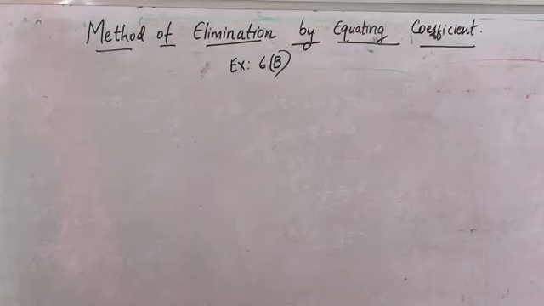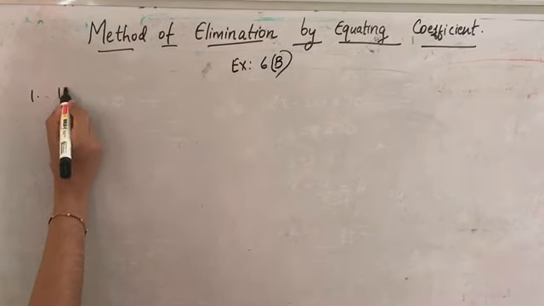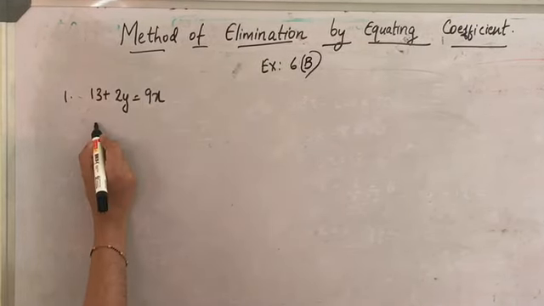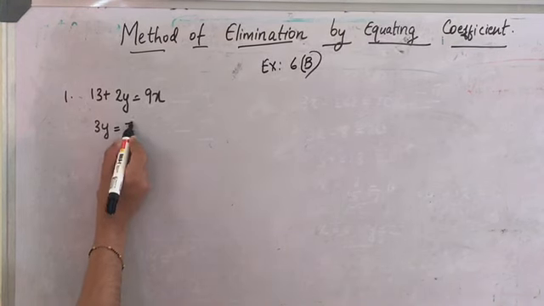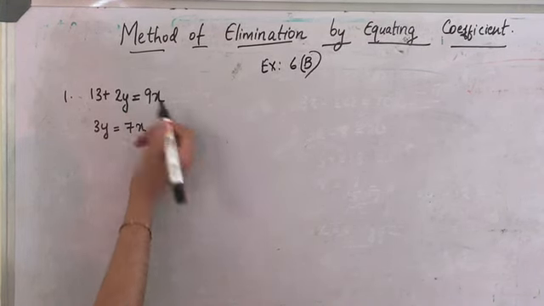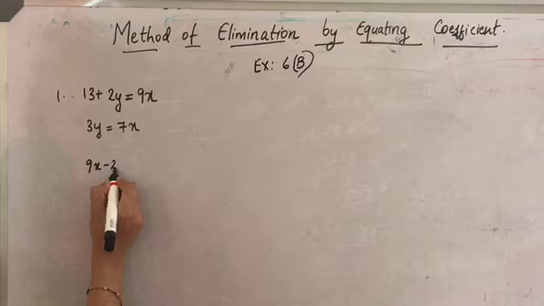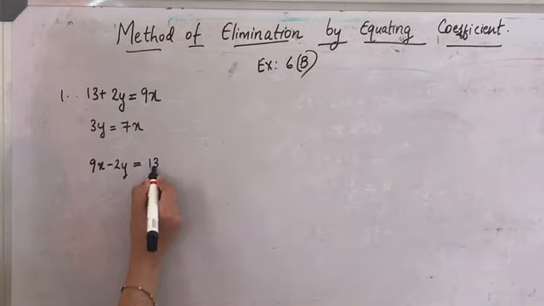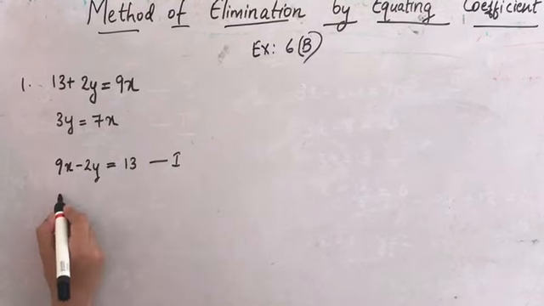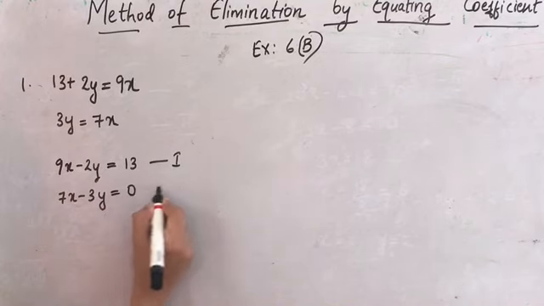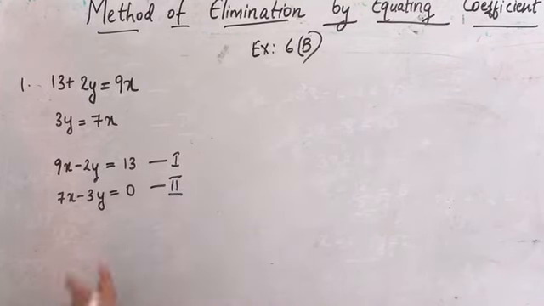Now let us start with exercise 6b. I will be doing a few problems from this exercise. Let us do the first question. Question number 1: 13 plus 2y equals 9x and 3y is equal to 7x. So let us make it in the standard form. In order to do that, I will rewrite this equation as 9x minus 2y equals 13 as your first equation and 7x minus 3y equals 0 as your second equation. I have just changed the places, that's all.